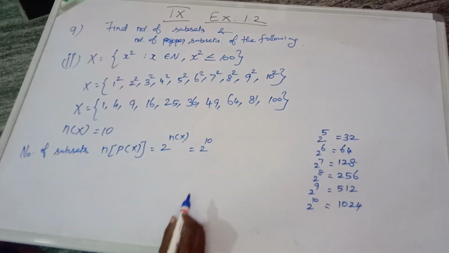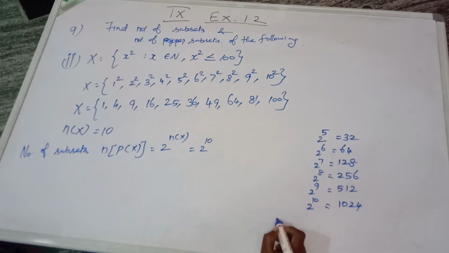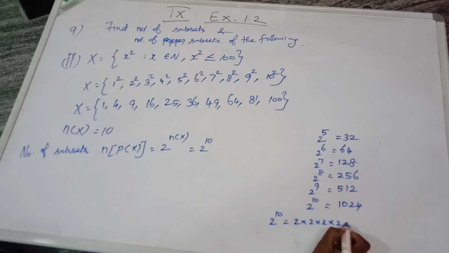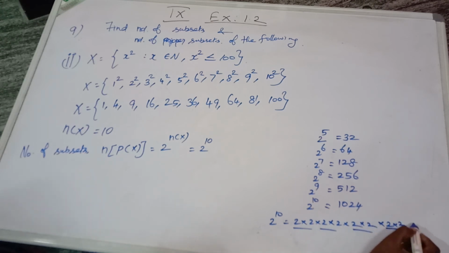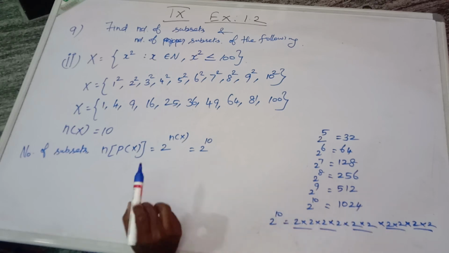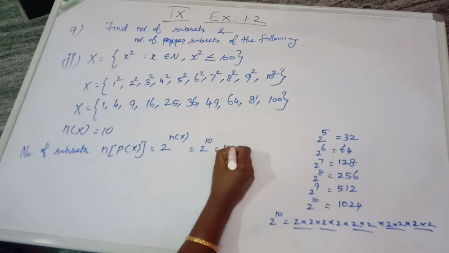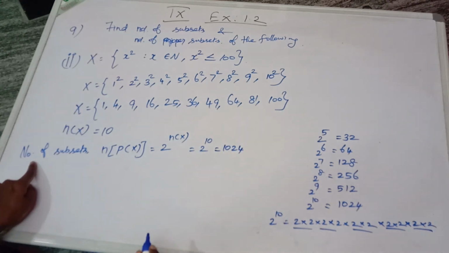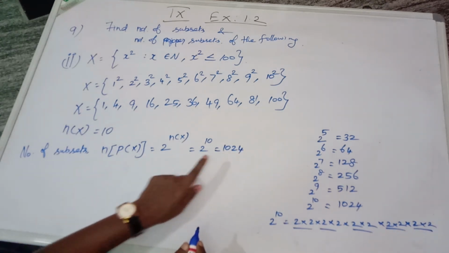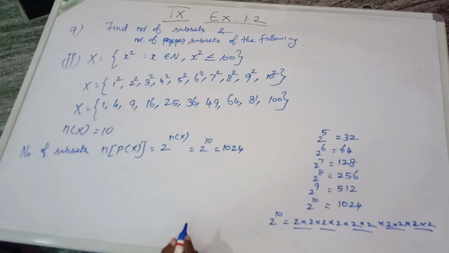If you write that 2, 10 times, 2 power 10 is equal to 2 into 2 into 2 into 2 into 2, that is 5 times: 1, 2, 3, 4, and 5. So 10 times you have to write and multiply it. If you multiply, we get 1024. So this one is 1024. How many subsets? 1024 subsets are there for the set X.